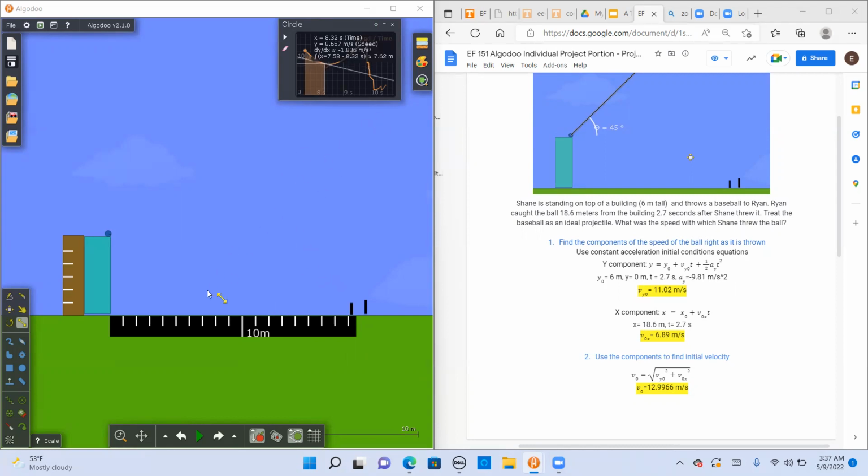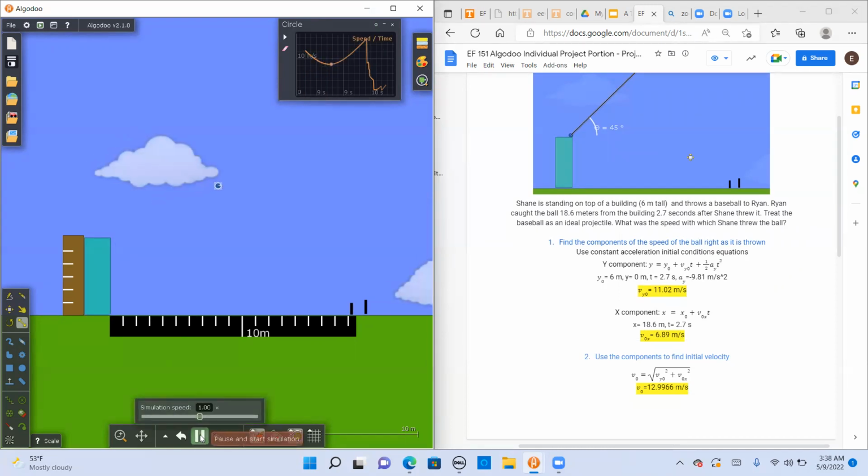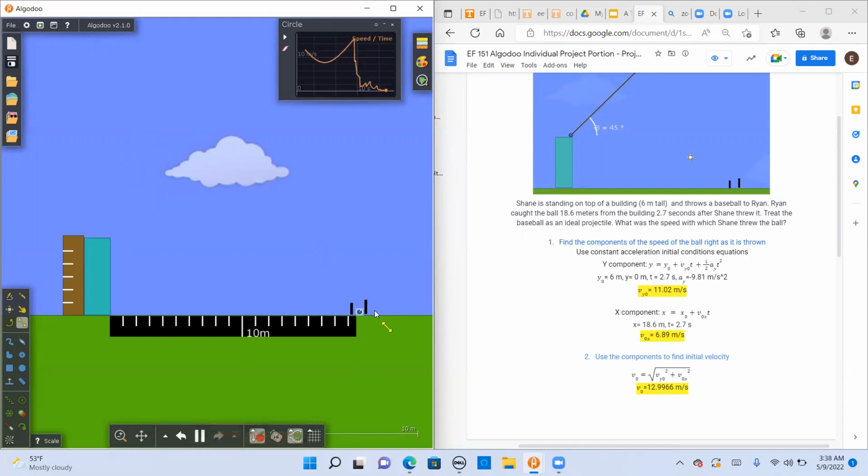So to demonstrate this in Algodoo, I set up this building, which is 6 meters tall, as you can see, and then it's 18.6 meters away from this point right here, and this is just demonstrating Ryan, and the ball is demonstrating Shane throwing the ball. And so the ball launches. When you play the simulation, the ball launches and it reaches the position right here.